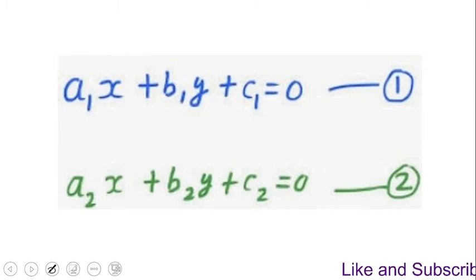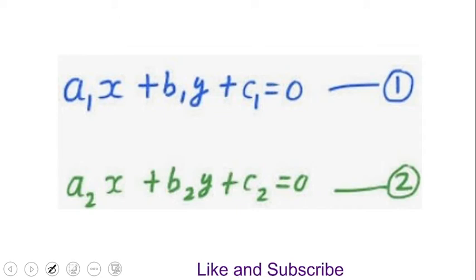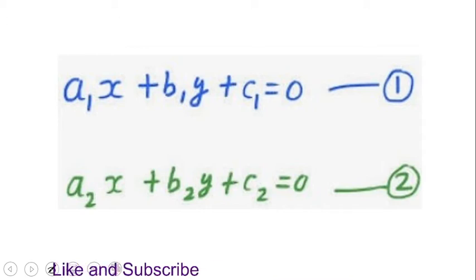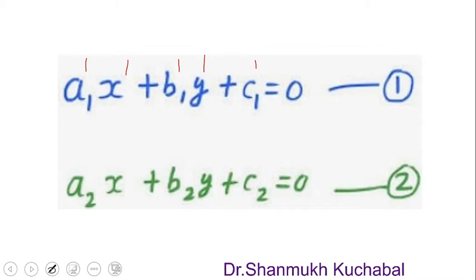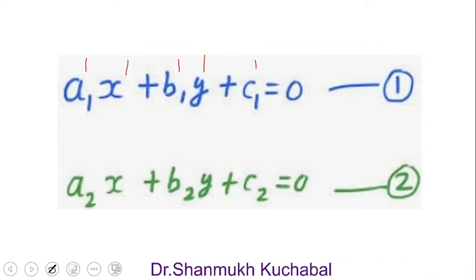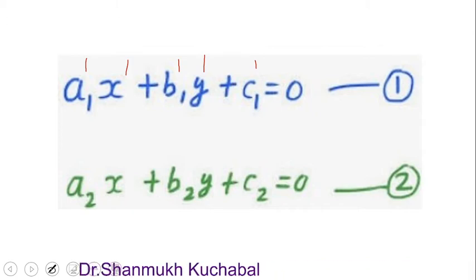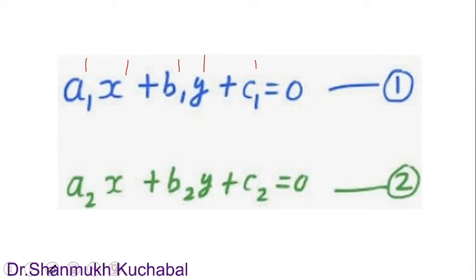Any equation which is in the form a1x plus b1y plus c1 equal to 0 is called a linear equation. We observe that in each and every term the power is 1: a1 raised to 1, x raised to 1, b1 raised to 1, y raised to 1, c1 raised to 1. Each and every term has the highest power exactly equal to 1. Such equations we call linear equations.